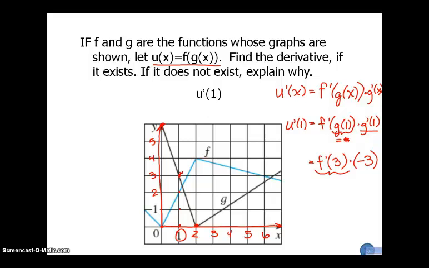Now the last thing we need to find is the slope on the function f at x equal 3. Now we move over here. We come up to the point on f where x equals 3, and we want this slope. So again, we just need to find points where we can find the rise over run. Here we have a fall of 1 and a run of 1, 2, 3, 4. So that slope is negative 1/4. So u prime of 1 is positive 3/4.